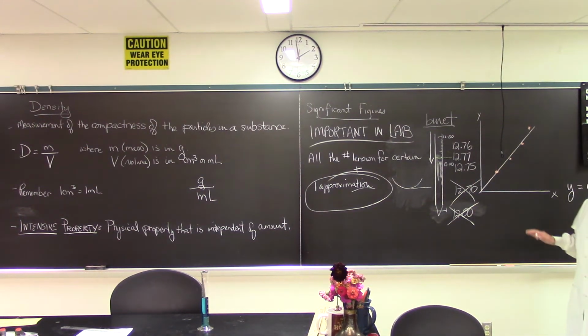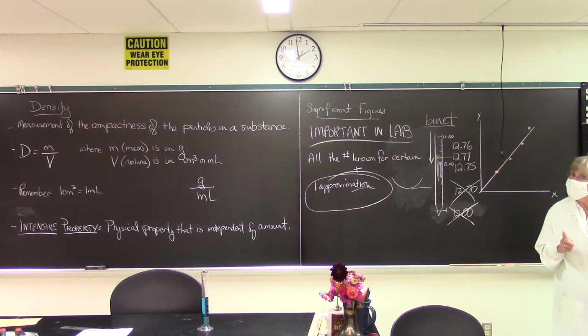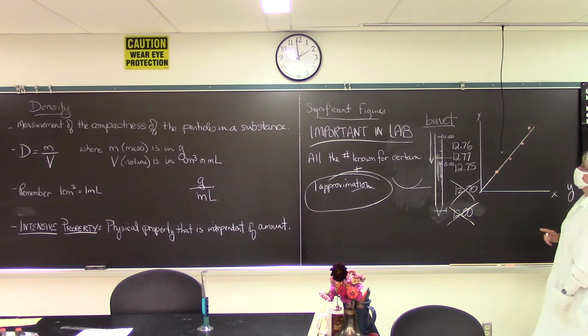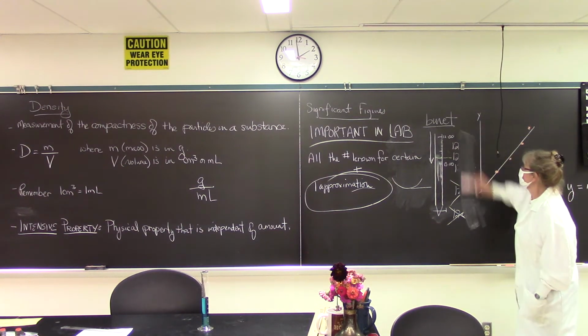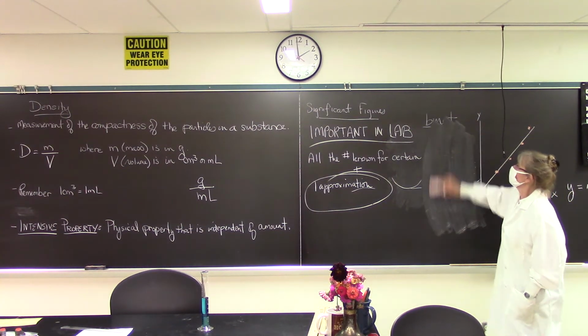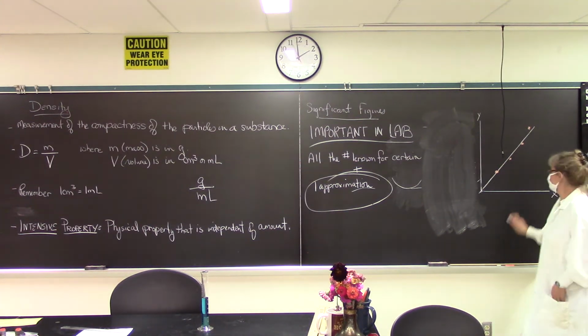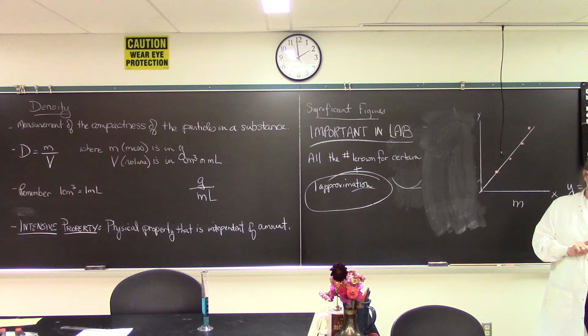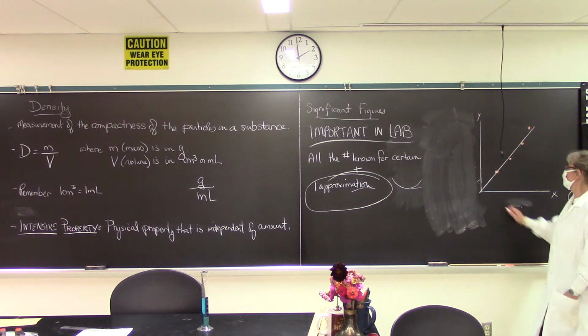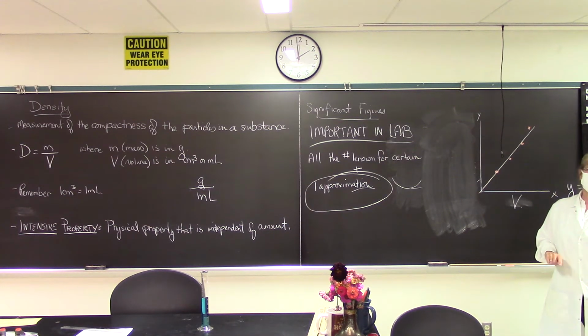Once you have finished your second part, which if you've watched the video that Mr. Proetta did of the second part of the lab, which you better have, you're going to find that you have accumulated a number of masses and a number of volumes. And we're going to plot this with the mass on the x, the volume on the x-axis.